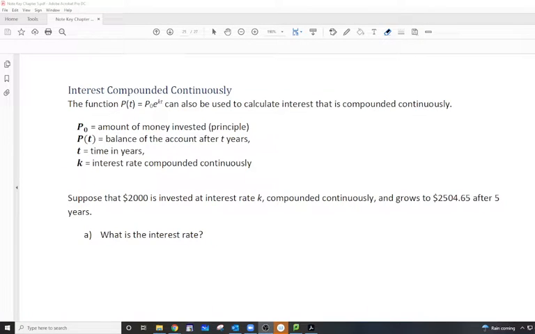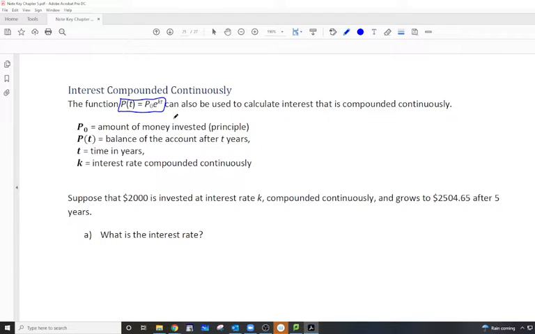This next video in the 5.6 series is very similar to what we just did. We looked at population growth that was growing exponentially continuously, and now we're going to look at money compounding continuously, or growing exponentially naturally continuously. So what we're going to use is the exact same formula: P of t is equal to P naught times e to the kt.